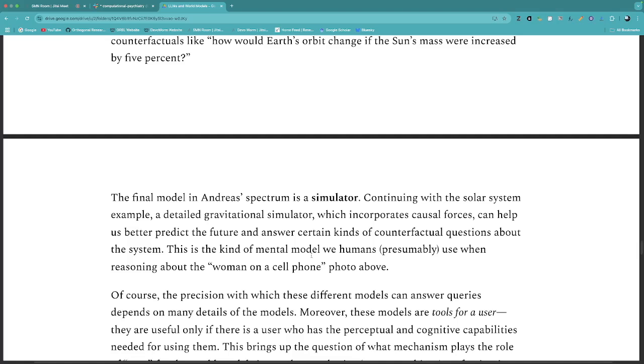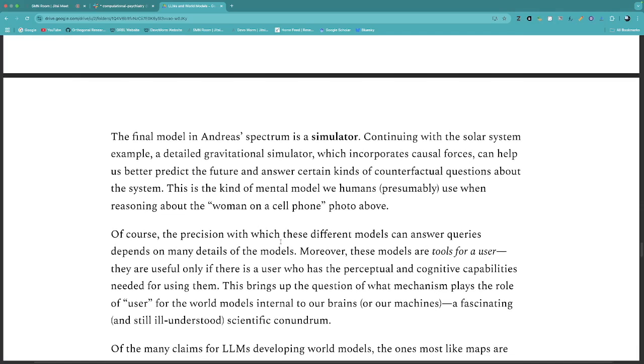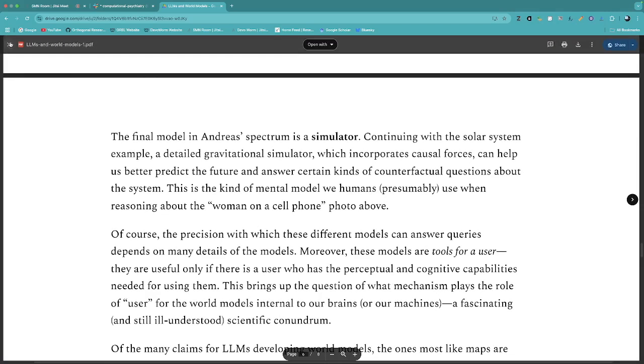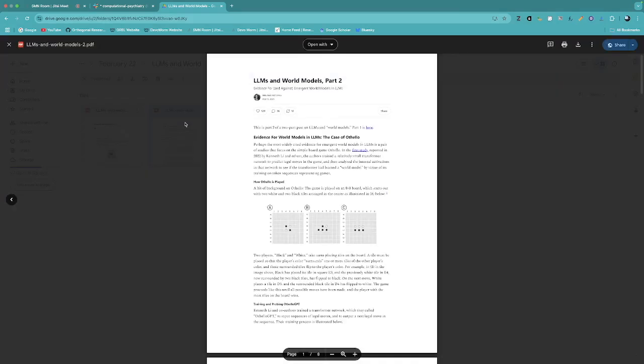And so in a simulation, of course, you not only have that dynamical aspect, but you have different alternate scenarios, different counterfactuals. What happens when? What happens if? So that's part one, and then part two is here.